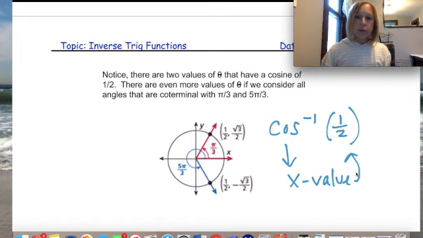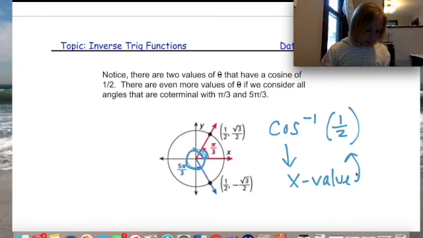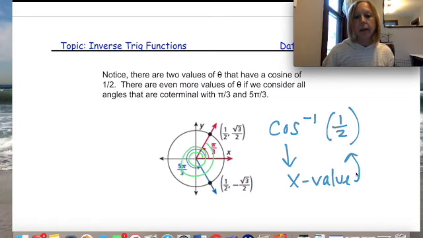Even more than that, not only do I have these two angle measurements I could get out, but don't forget, I could go around 2 pi or 360 degrees plus that little bit more. And I could have pi/3 plus 2 pi. Or I could spin around more than that. I could spin around once, twice, and then land on that angle. And now I'm at pi/3 plus 2 pi times 2, or 4 pi.